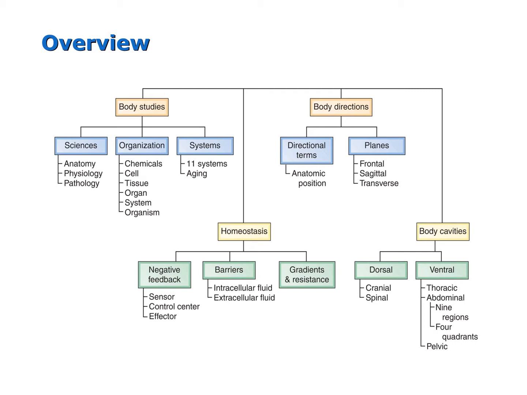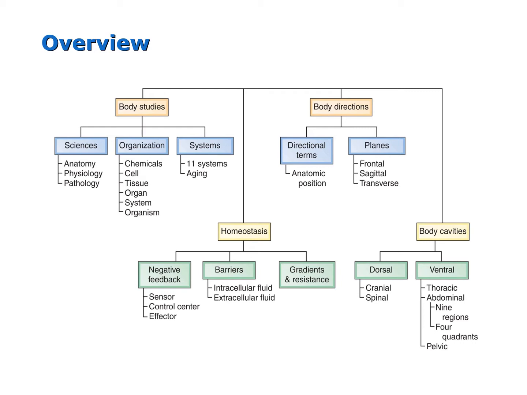We'll also discuss homeostasis, and we'll define this term with what is the negative feedback, what will be some barriers inside of our bodies, and how those barriers are defining and putting some kind of delimitations between different compartments in our body. And we'll discuss a little bit about gradients and resistance.